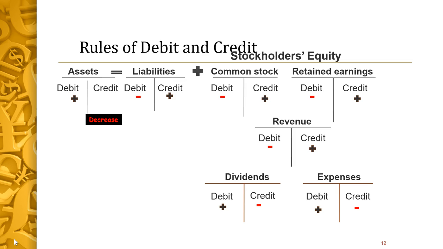We decrease with a credit. The normal balance is a debit. So remember that. Assets, the normal balance is always a debit. If it's not a debit, you need to go back and look at what you did. Liabilities, you decrease with a debit. The normal balance is always a credit.